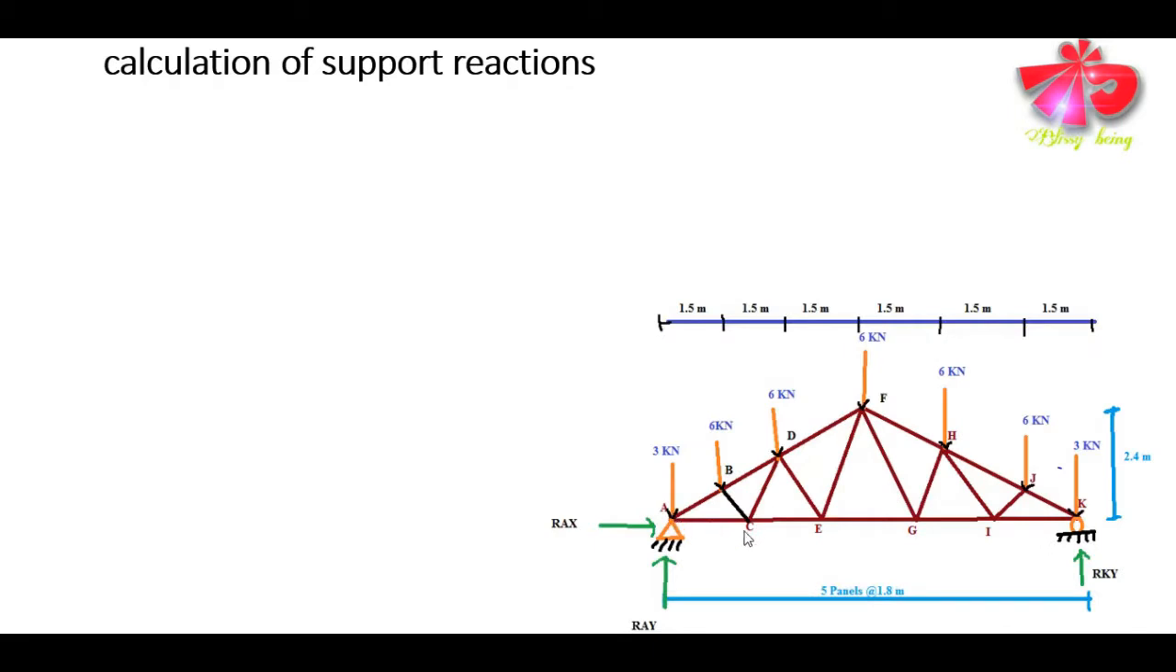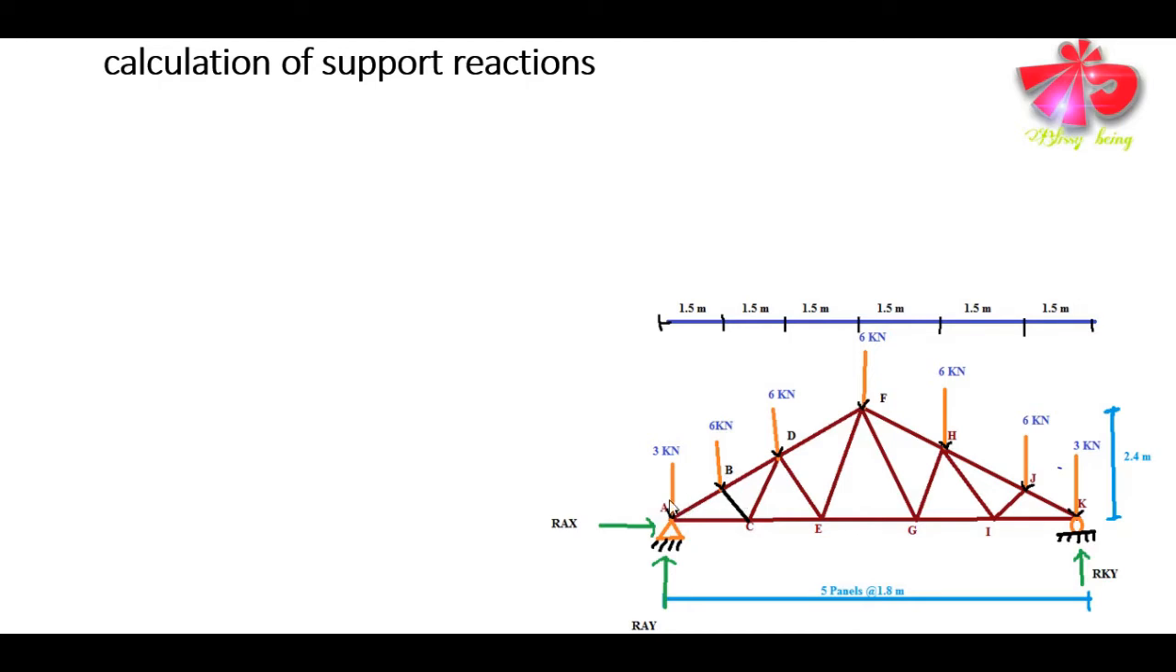Here in the question there are 5 panels given. So we have the truss consisting of 5 panels, and the distance of each panel of the truss is 1.8 meters. So the total horizontal distance of the truss is 1.8 into 5, that is 9 meters.